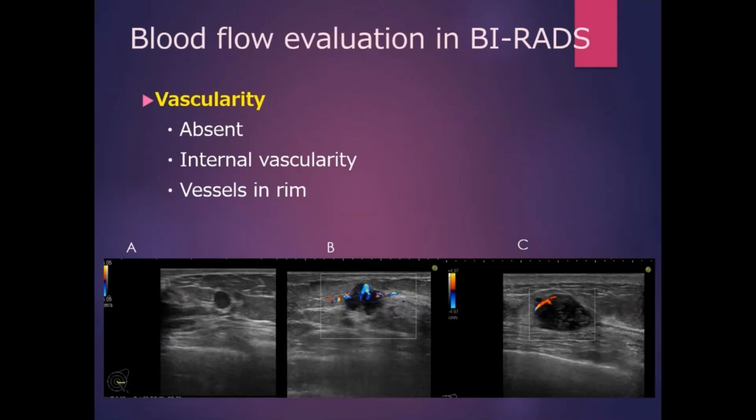Vascularity is classified into 3 patterns in virus. Absent is no vascularity in a region, like photo A. In case of internal vascularity, blood vessels are present within the mass, like photo B. If classified as vessels in limb, blood vessels may be marginal, forming part or all over the limb around the mass, like photo C.